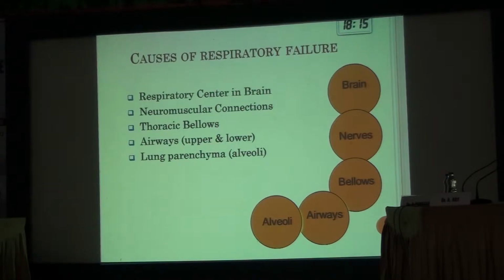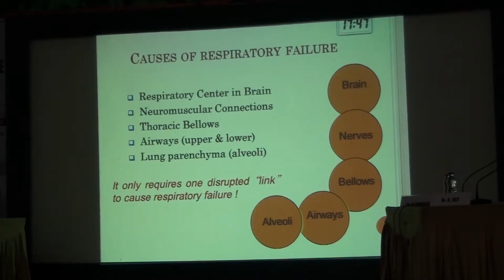You can see here the chain of organs in our system which ultimately leads to respiratory failure. We have the respiratory center in the brain, the neuromuscular connections, the thoracic bellows, like the rib cage, the airways, upper and lower, and the lung parenchyma. All these are important, and a disruption in any link can cause respiratory failure.